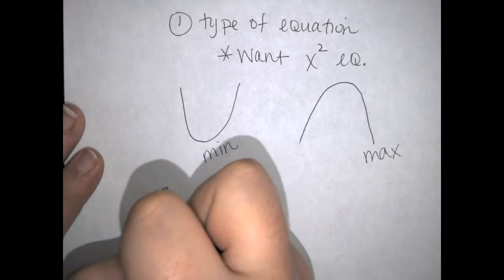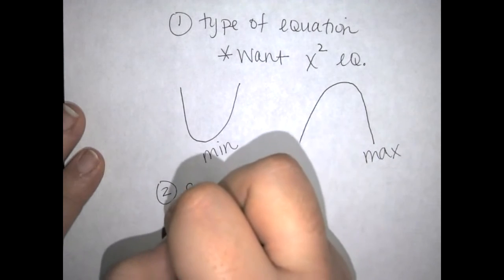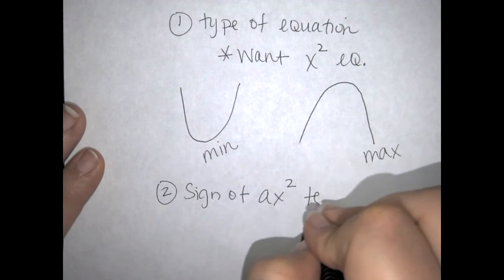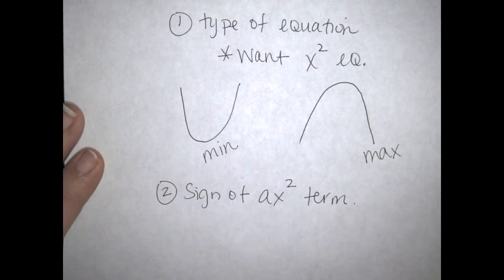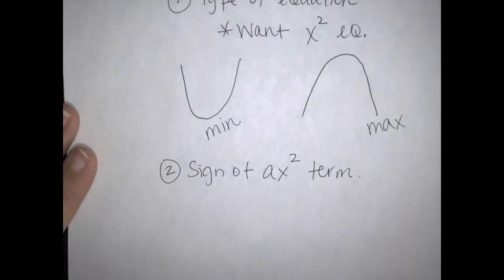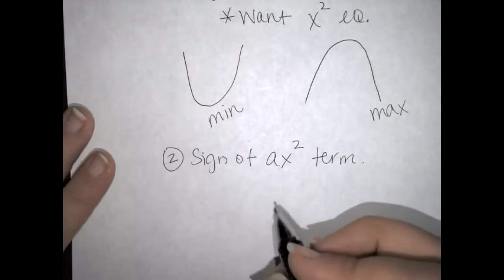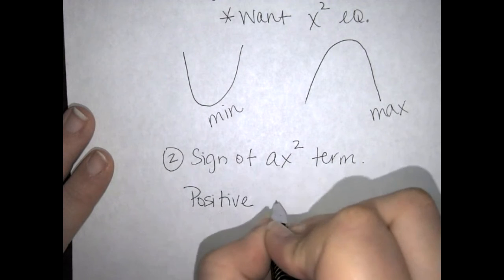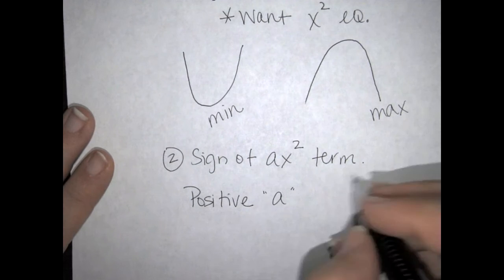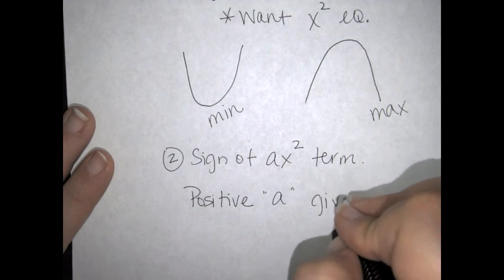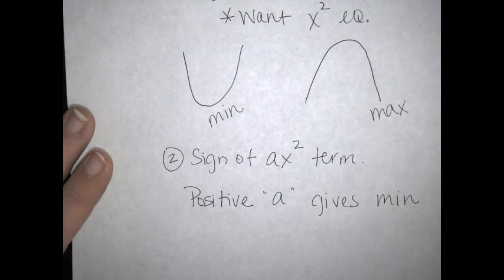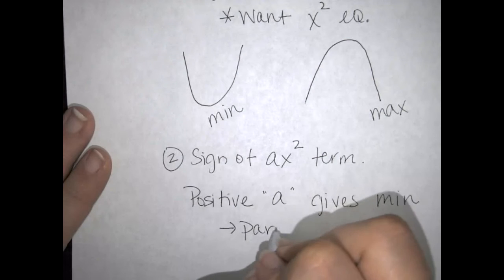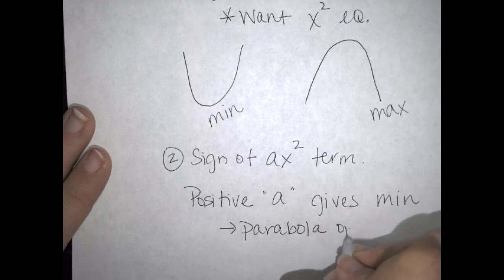Now the second thing that you need to look at is the sign of your ax squared term. So in this case, what does it mean? Well, a positive a is going to give you a minimum. The reason for that is because your parabola will open up.